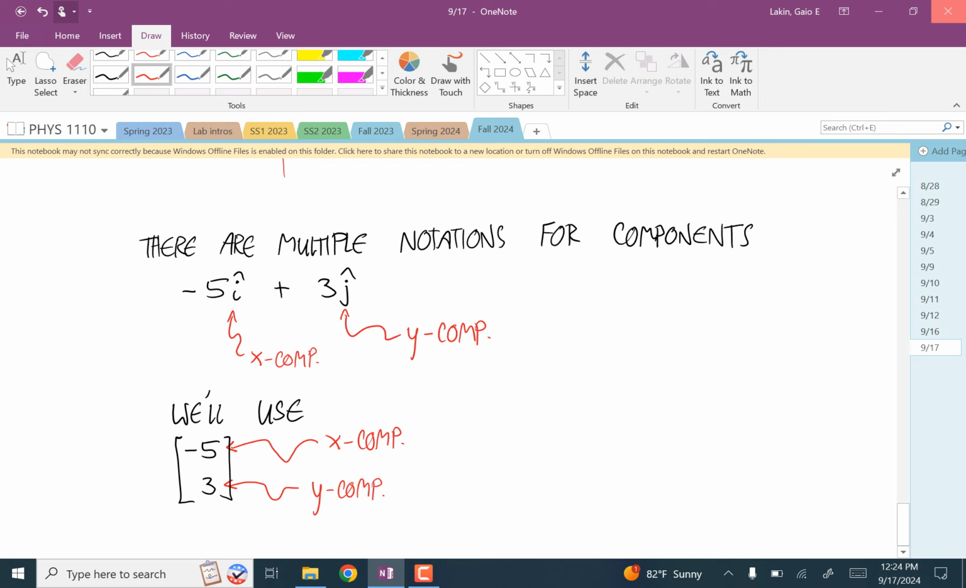You can think of it as kind of like the way you write coordinates, but it's a square bracket instead of a round, instead of parentheses, and it's flipped vertical. Okay. So this is the one we're going to use.